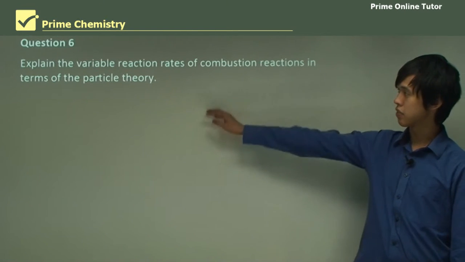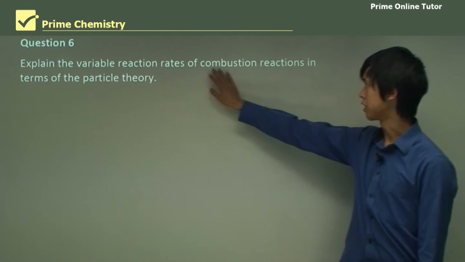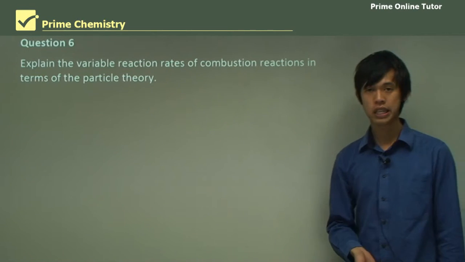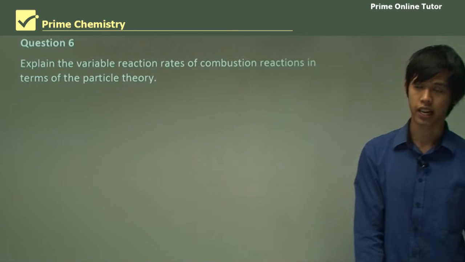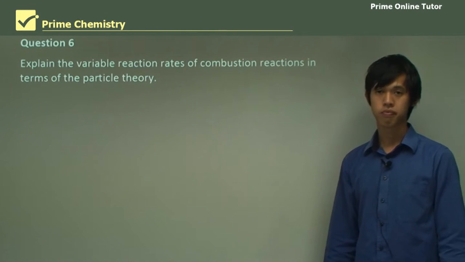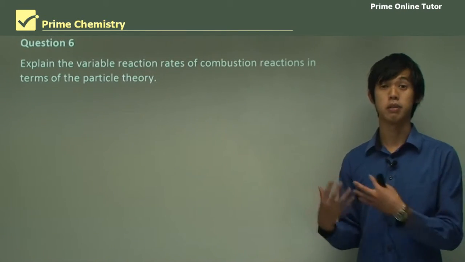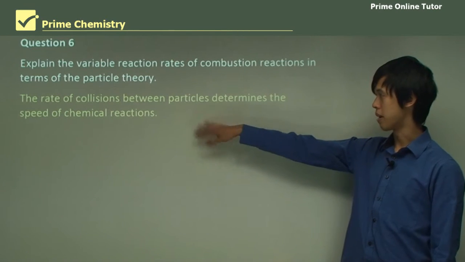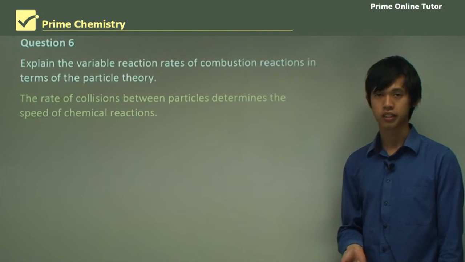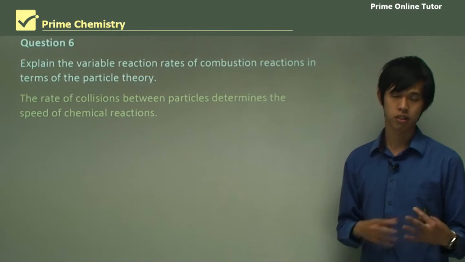Okay, so explain the variable reaction rates of combustion reactions in terms of particle theory. Okay, so how can we explain the variable combustion reaction rates? This is more of a general question rather than one specific to this prac. Well, the rate of collisions between particles determines the speed of chemical reactions. Okay, we've known this for a while now when we talk about particle theory.